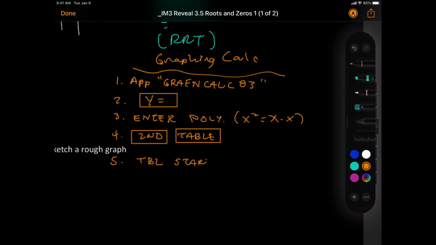And it doesn't really matter what you start with, but put it near the origin. So I'm going to just type in -3. And then you're going to see a triangle with TBL. That means delta, or change, the change in the table. And what we want our change in the table to be, this is important, you want it to be 1.